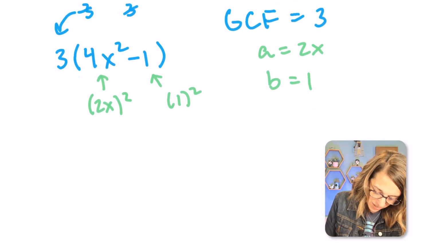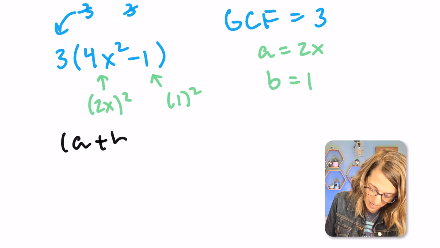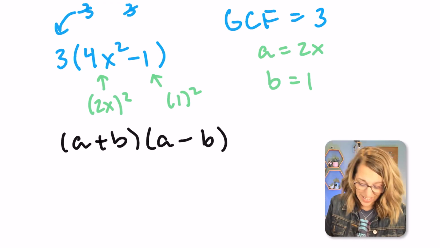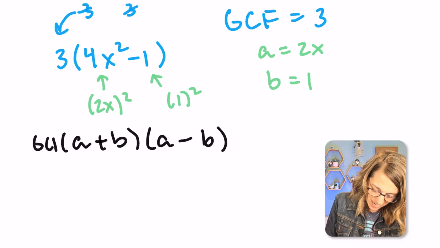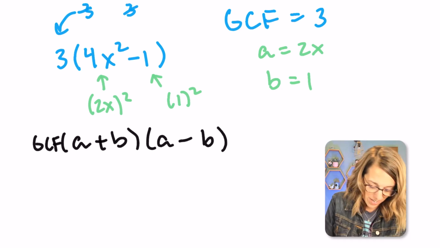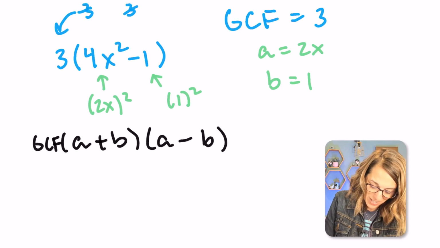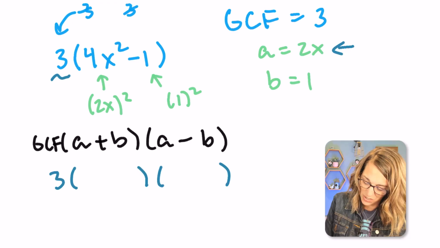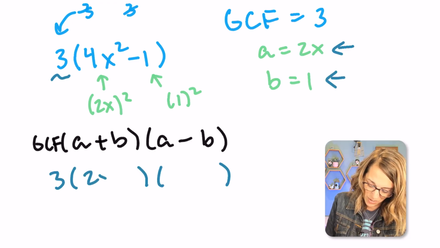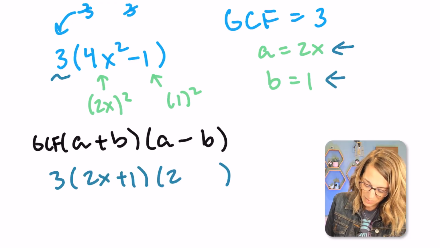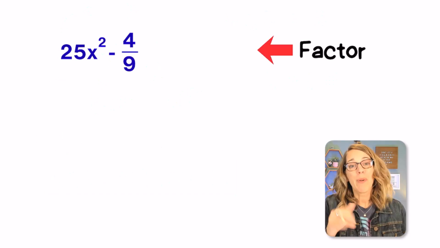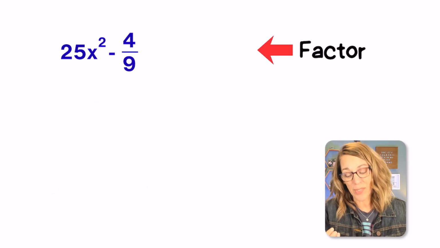So putting these into my formula, a plus b, a minus b, and I'm also not going to forget that I've got a GCF out here in front. I almost forgot it. My GCF is that 3. Okay, so 3 goes out in front. And then a plus b, so I need 2x plus 1, times their difference, 2x minus 1. Remember I said I've got some really important examples for you.